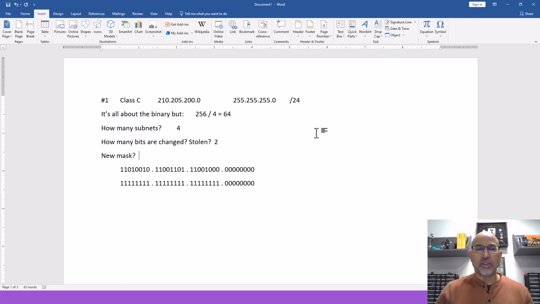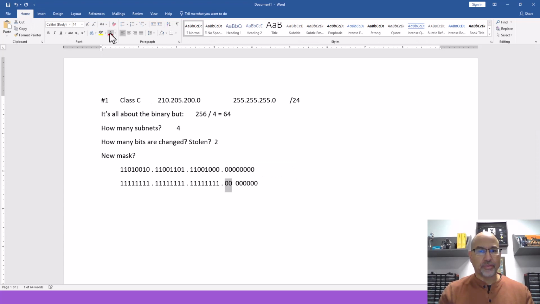Well, if I steal 2 bits, and where we would do that is right here, so I'm actually going to separate this right here. What I would do is change those 2 bits right there to 1s. That's how I manipulate the mask. So now I'm dealing with a new mask, and the new mask would be 255.255.255.192.